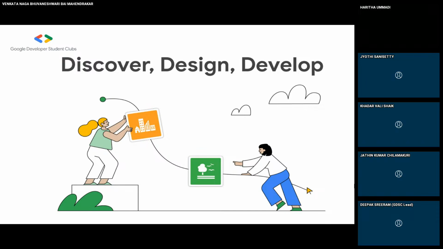Actually, there are two campaigns running parallelly: Discover, Design, Develop, and also Solution Challenge. Solution Challenge is a hackathon which is conducted worldwide on the 17 Sustainable Development Goals, and we will be informing about the Solution Challenge and what type of goals they are providing, and we will be discussing everything with you in this session. After this session, we'll be sharing the registration link and everything. You need to select one of the goals and form teams to register for the Solution Challenge 2024.